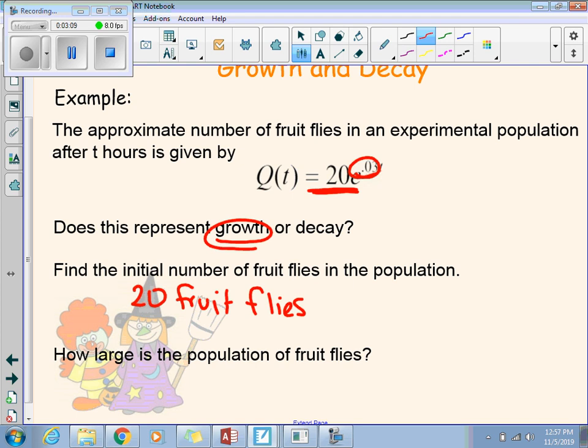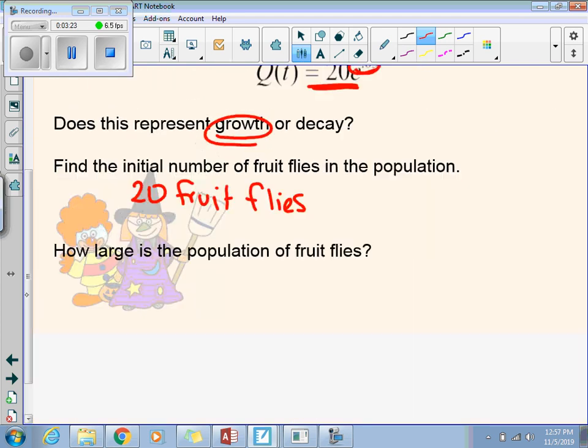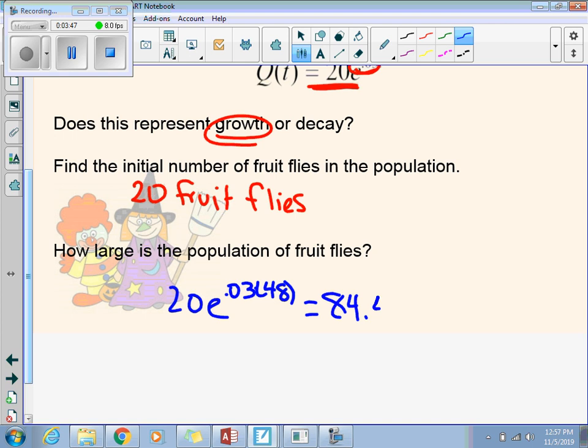And they want to know how large the population of fruit flies is after 48 hours. So we're just going to take the 48 and we're going to plug it in as our time. So we've got 20e to the 0.03t, where our t is 48. Okay, we get 84.4. Now let's talk about that.